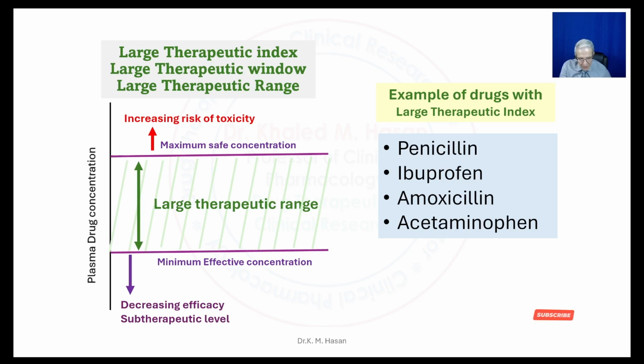Okay, so what we have here is a group of medication with a large therapeutic index, a large therapeutic window or therapeutic range. We have penicillin, ibuprofen, amoxicillin, acetaminophen. What does that mean for us?